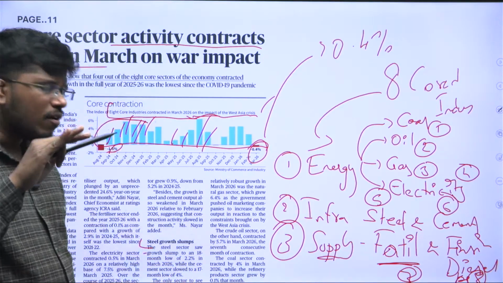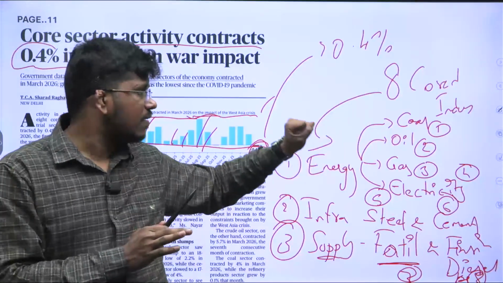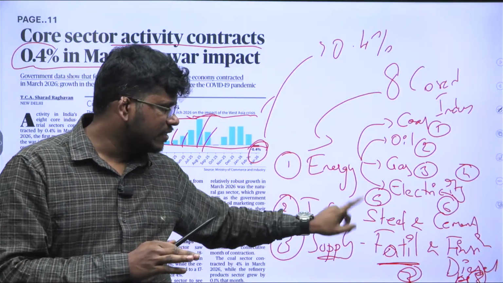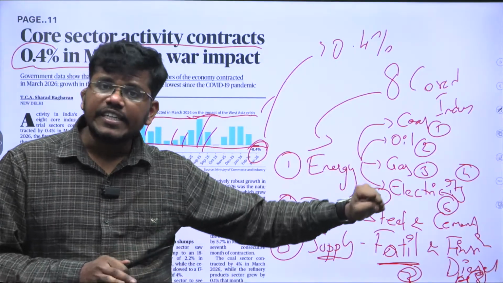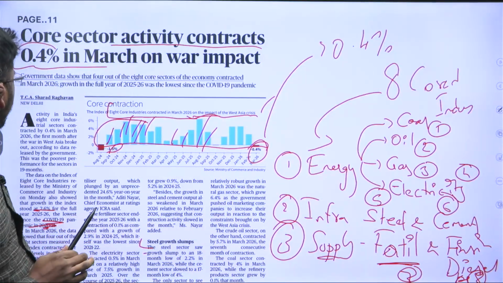steel growth is also very low. These are the core, but in the prelims perspective, these 8 core sectors are very, very important, starting from coal, oil, gas and electricity, steel and cement, fertilizers and finished fuel goods like petroleum and diesel. So these are very important.